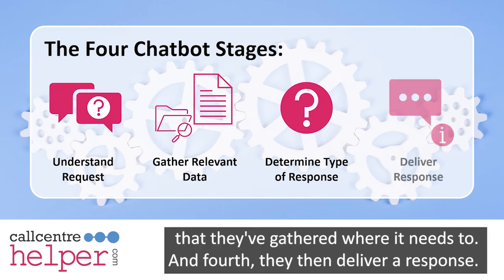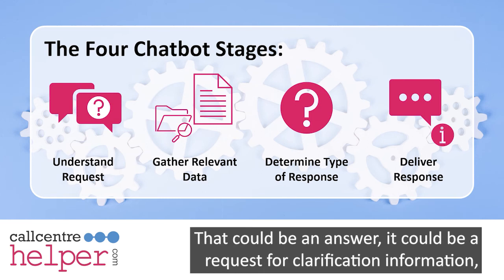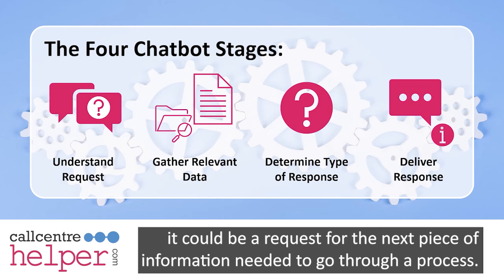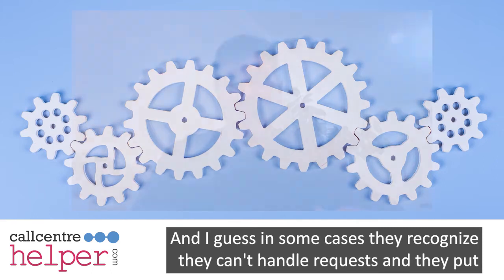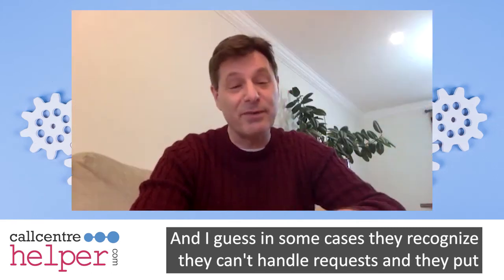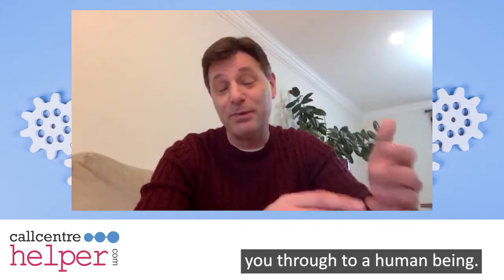And fourth, they then deliver a response. That could be an answer. It could be a request for clarification. It could be a request for the next piece of information needed to go through a process. And I guess in some cases they recognize they can't handle the request and they put you through to a human being.